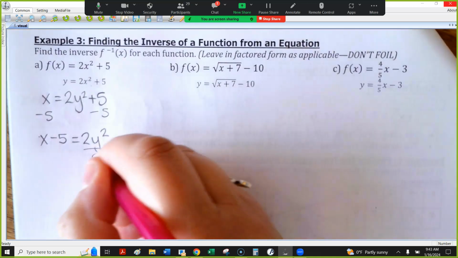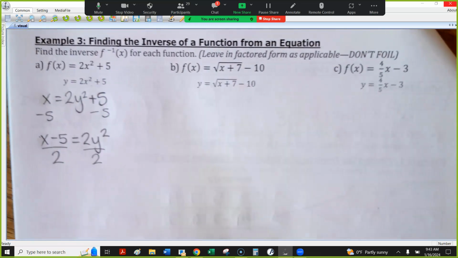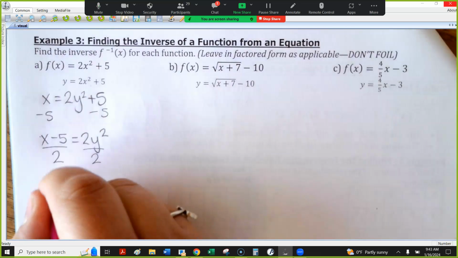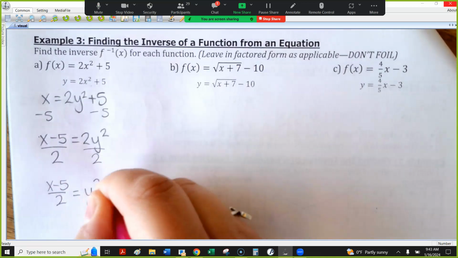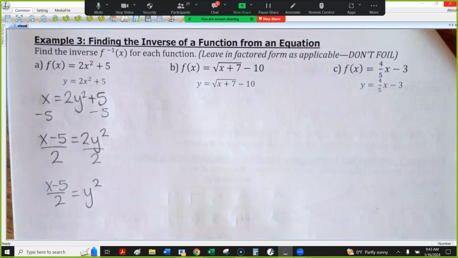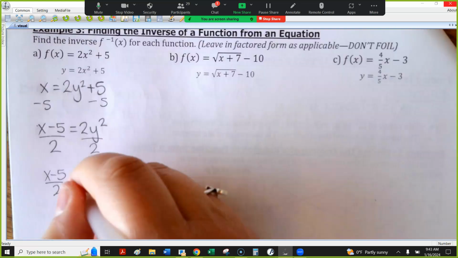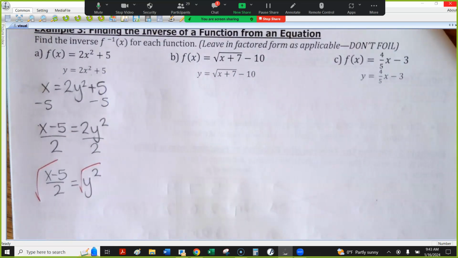Just go ahead and leave this like a fraction, okay? Just leave it as x minus 5 over 2. Do not worry about rationalizing or whatever. Now, to get y totally alone here, what I would have to do is take the square root of both sides. And just remember, if you introduce a square root into a problem, you got to put the plus and minus symbol in front of it. We're not rationalizing denominators or anything like that. Just leave this fraction under a square root.